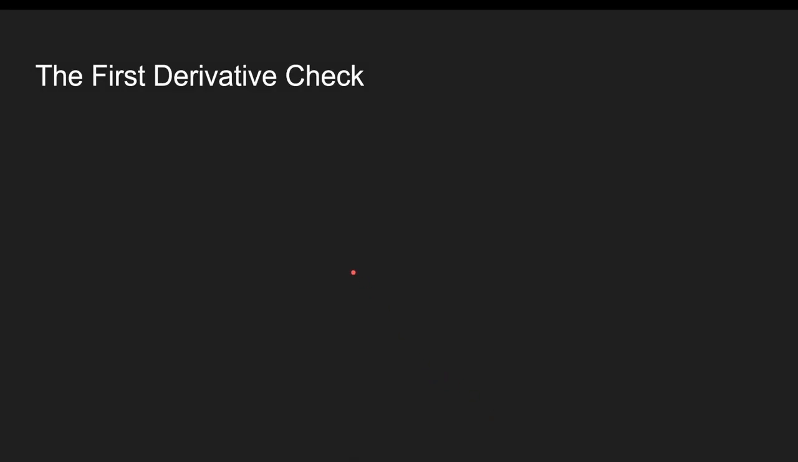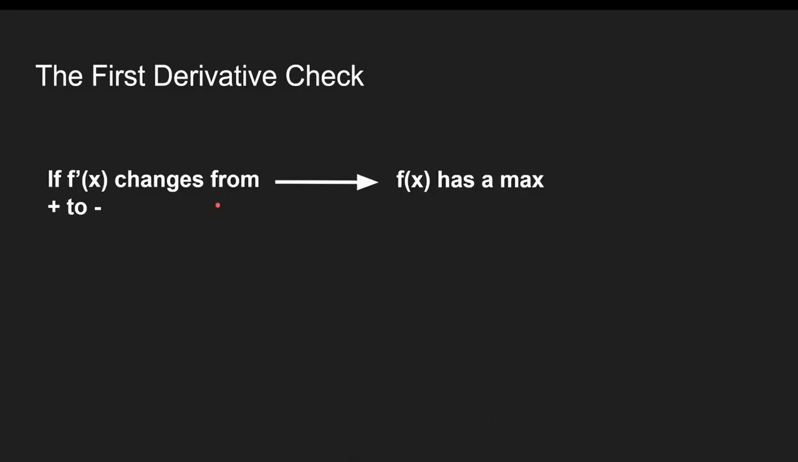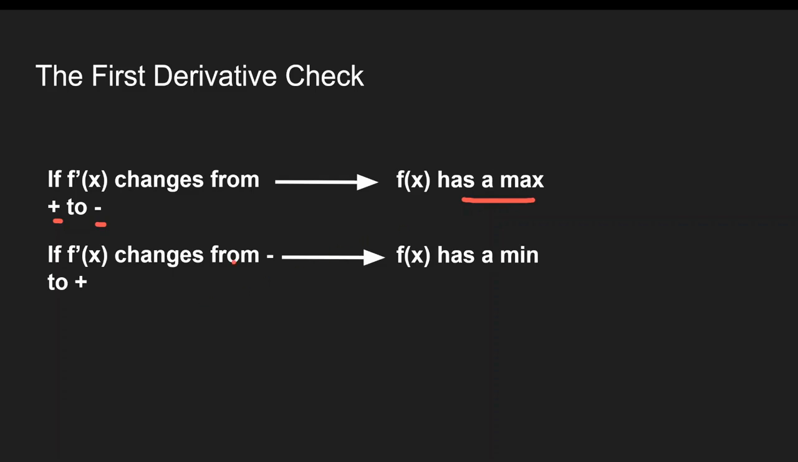So, this is called the first derivative check. When f prime of x is 0, and it changes from a positive sign to a negative sign at the 0, it will have a maximum. Now, if it's vice versa and it changes from negative to positive, f of x will have a minimum at that point.